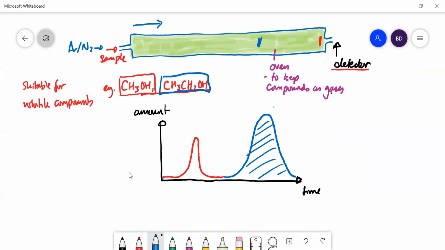Of course, it won't tell you exactly what these things are. You won't know what they are. There are two ways. You can use standards. You could put a little bit of ethanol in with your sample, and you know where that's going to come off. And if the ethanol comes off at the same place as this blue peak, you know that the blue peak is probably ethanol.